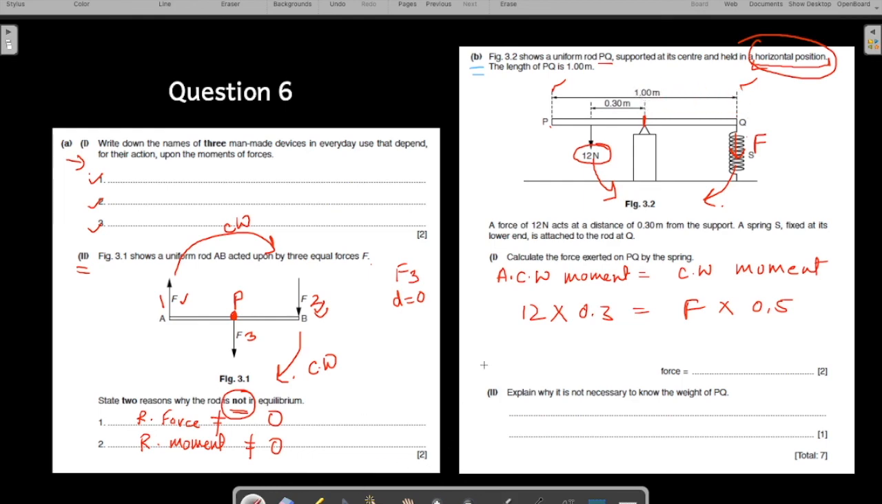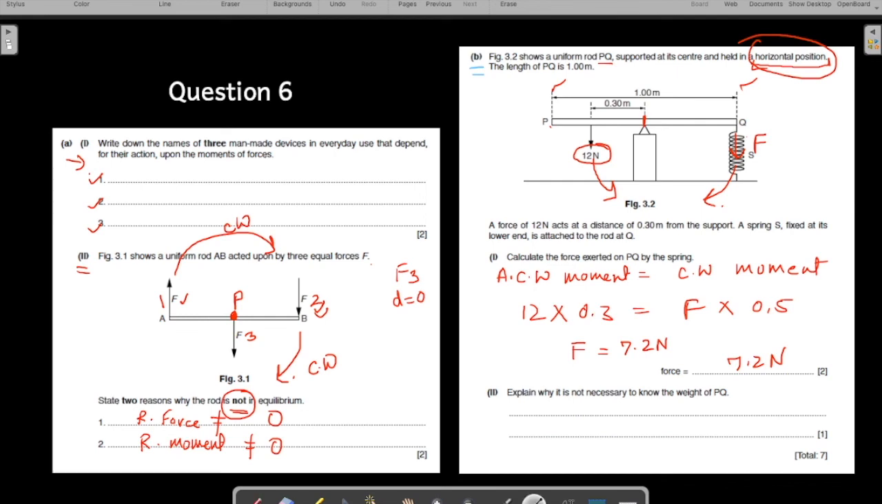So how much is the value of F? You can substitute the values, you can solve the equation, and you will get the value of F as 7.2 newtons. That's your answer. Now let us come to the last question. Explain why it is not necessary to know the weight of PQ. Why is it not necessary to know the weight of PQ?